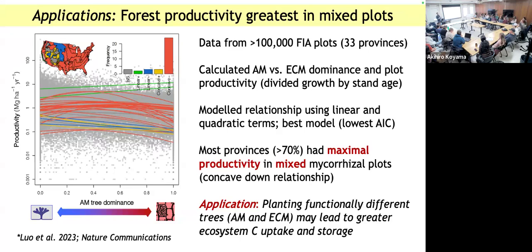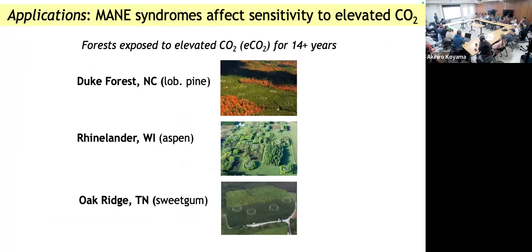So for all the people interested in planting trees, and there's abundant interest in this now, this gives us a clue on something that we might think about when we're planting both AM and ECM trees. If nothing else, that may lead to greater ecosystem carbon uptake and storage, or at least more productivity. The last application I want to tell you about is thinking about the future world, which is under elevated CO2.